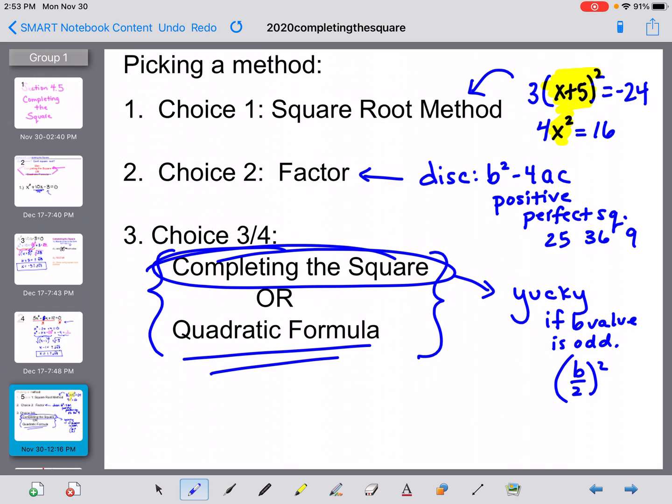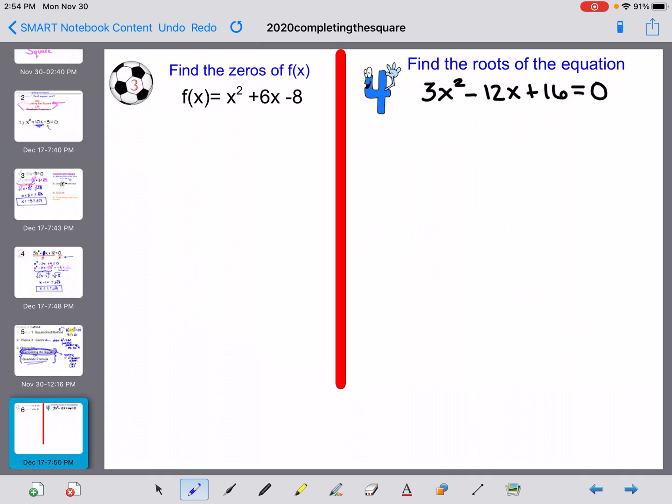So you would pick completing the square if you've got a nice even b value. Then that might be the one that you choose. But really, with these 2 methods, it's like a flip of the coin most of the time. So what we're going to do is try a few more examples. I'm not going to teach through them necessarily, so go ahead and try numbers 3 and 4 on your own. Pause the video and try them, and then I'm going to put up the answers.